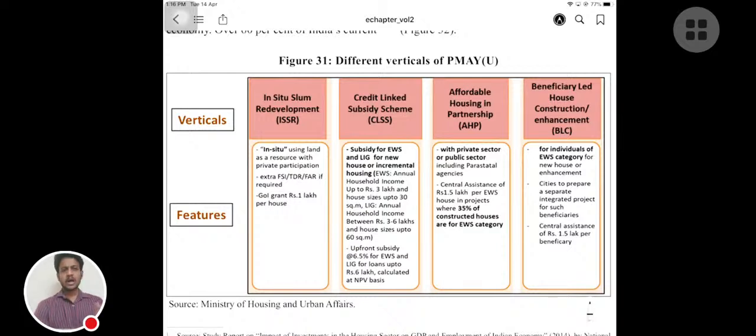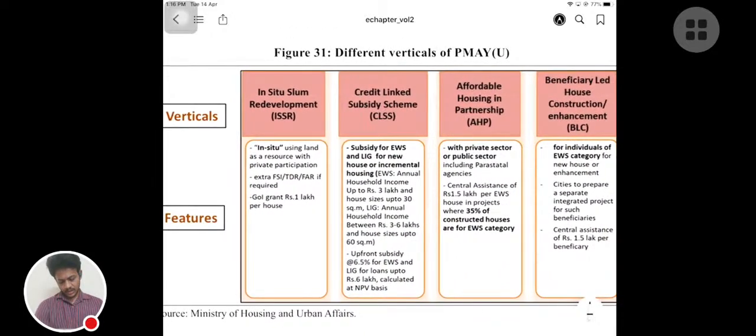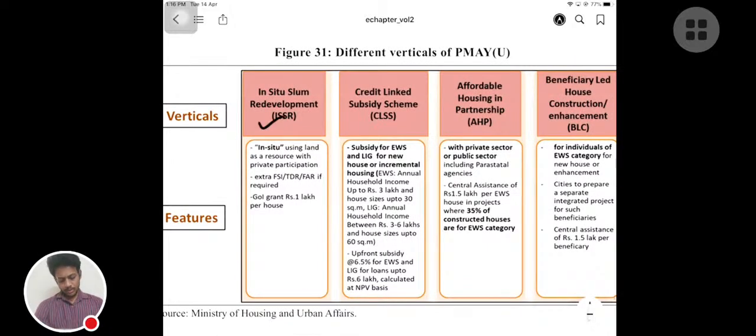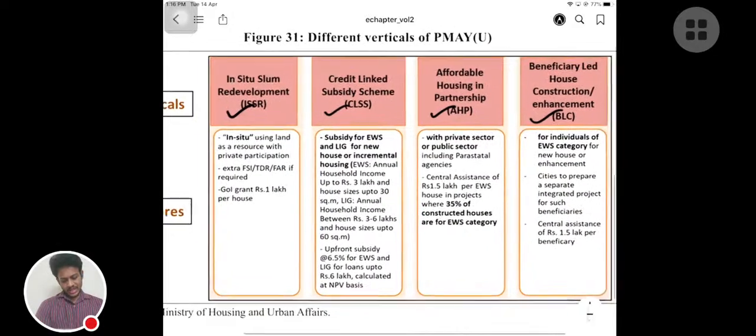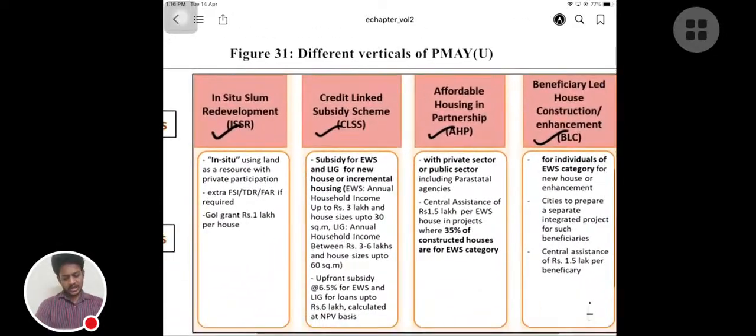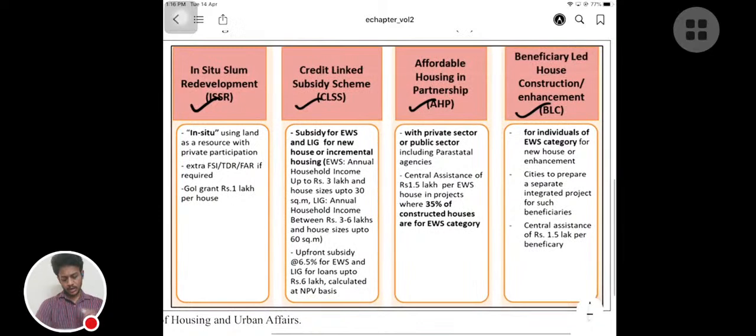So UPSC will ask you not the numbers, but these things. If you look at the verticals and features here, one is in situ development, credit linked subsidy scheme, affordable housing, beneficiary. Each and every point and each and every column here is important. In situ means what? Simply constructing the houses in the places where the people are already staying, like slum redevelopment programs.